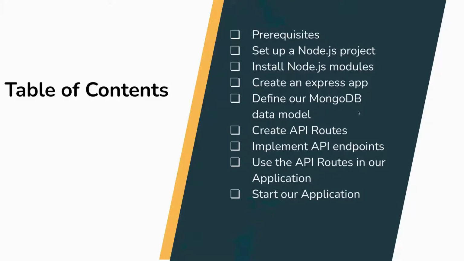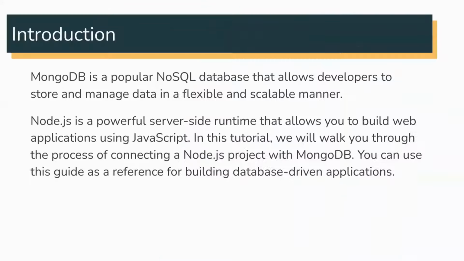Basically, we'll be creating a Node.js API and trying to connect it with a MongoDB database. Then when we start our application, we're going to see how everything flows from there. But before we get there, what is basically MongoDB?